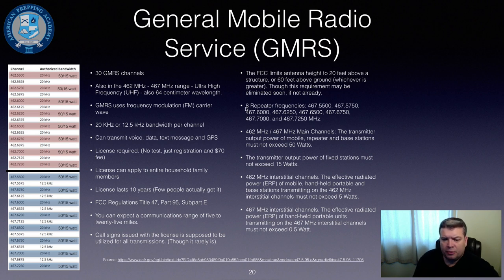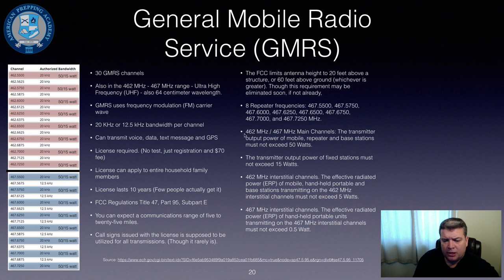So there are 8 repeater frequencies within the GMRS band, and you can see those there. And there are a lot of GMRS repeaters around the United States, so it might be worthwhile for you to look up which ones are in your area if you decide to use GMRS radios as a part of your preps.